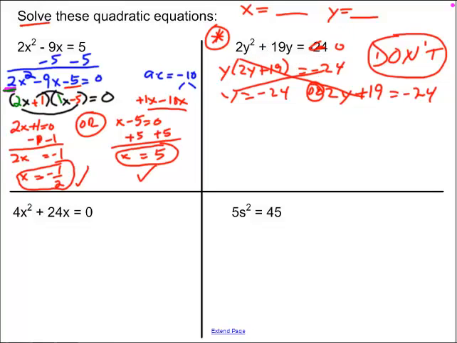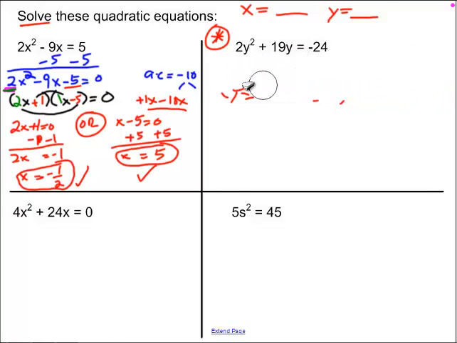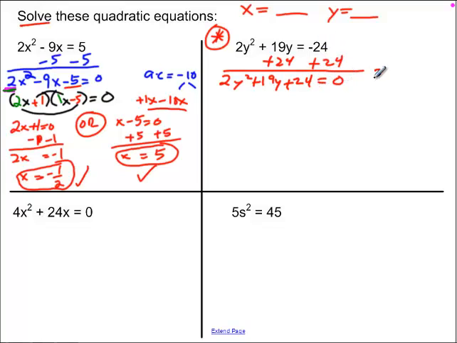Well, first of all, let's erase all this stuff that we don't do and say what we should do. What we should do is put everything on one side and 0 on the other side. So we've got to add 24 over here to get 0 on the right side. If we add 24 on the right side, we've got to add 24 on the left side. So we come up with 2y squared plus 19y plus 24 equals 0, because minus 24 plus 24 equals 0. Now we can use the zero product rule because we've got equals 0. Alright, so how do we do that?